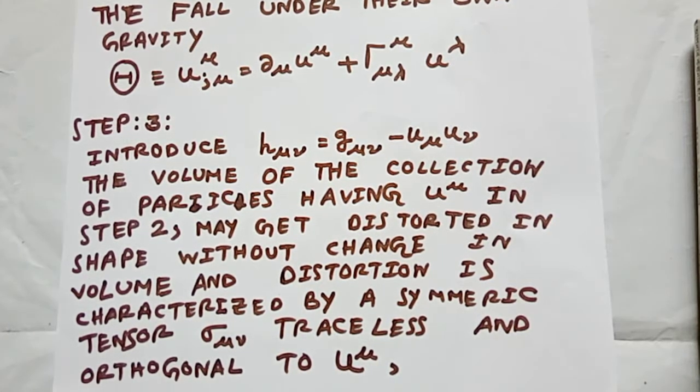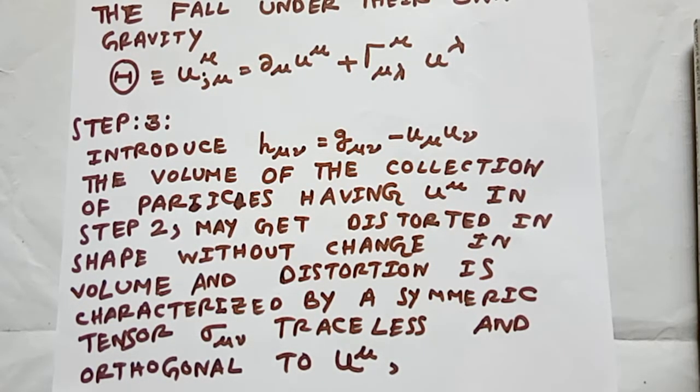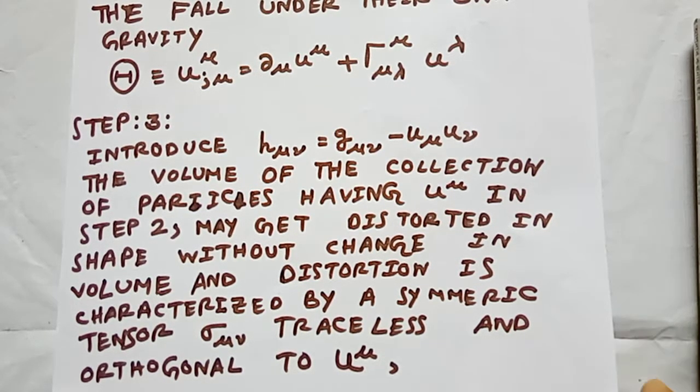Introduce h mu nu equal to g mu nu minus u mu u nu, where h mu nu u nu equals 0. Now the volume of the collection of particles u mu in step 2 may be distorted in shape without change in the volume. This distortion is characterized by the symmetric tensor sigma mu nu, traceless and orthogonal to u mu, defined as follows.